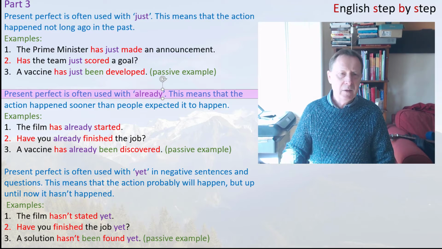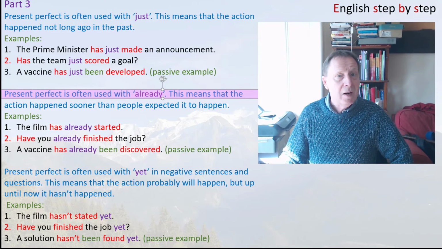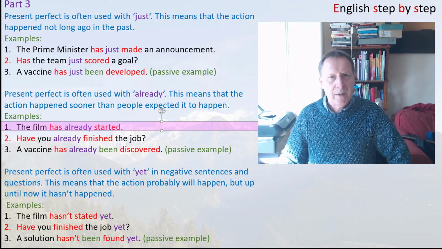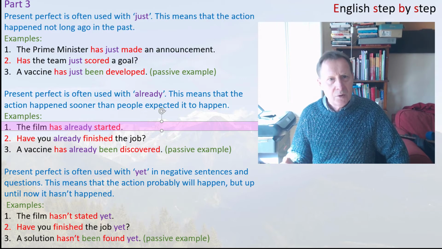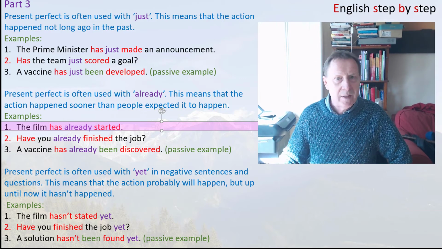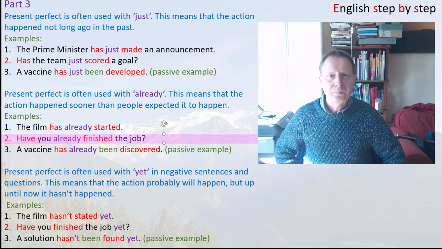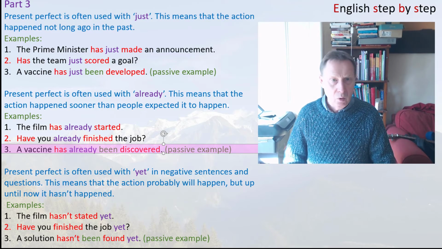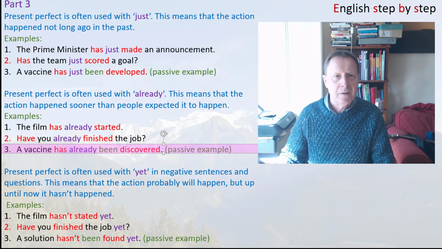Now, present perfect is often used with already. This means that the action happened sooner than people expected it to happen. So, let's look at some examples to make this clear. The film has already started. That means we didn't expect it to start so early, but the film has already started. The next one. Have you already finished the job? Example number 3. A vaccine has already been discovered. So that means sooner than we expected.